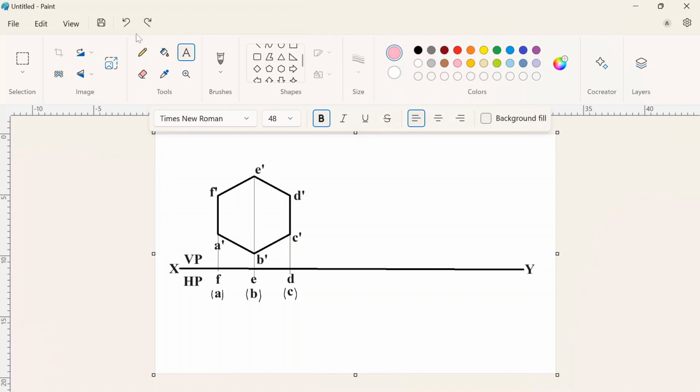Now this FED has been marked. Now we can go for a thick line. FED should be marked as a thick line, because if you look at this hexagonal plane from the top view, it will be like a single line. So we have to draw that thick line FED.